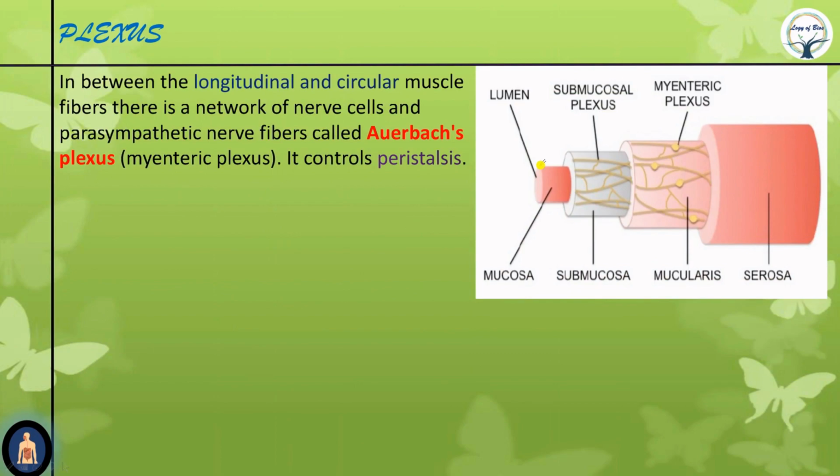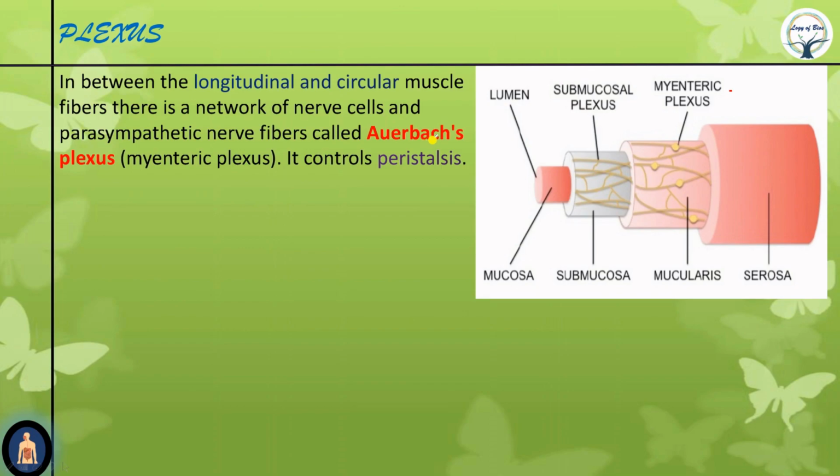So plexus, our GI tract has mainly two types of plexus. First one is the myenteric plexus. This is our first hero, myenteric plexus. This is located between the longitudinal and circular muscularis layer. Between the longitudinal and circular muscularis layer, there is the myenteric plexus.